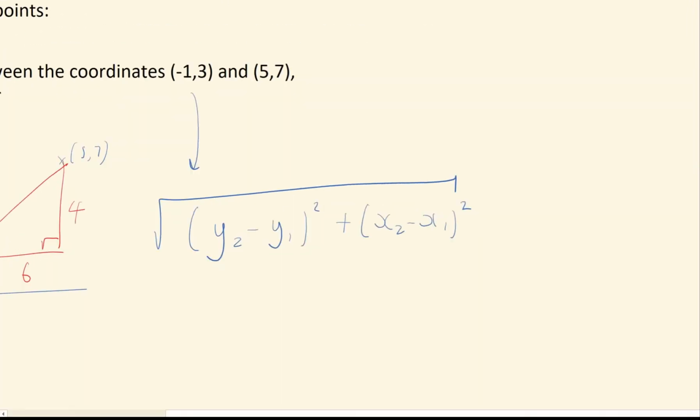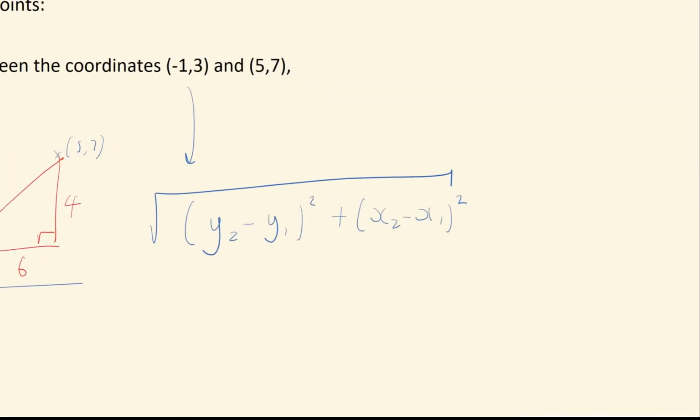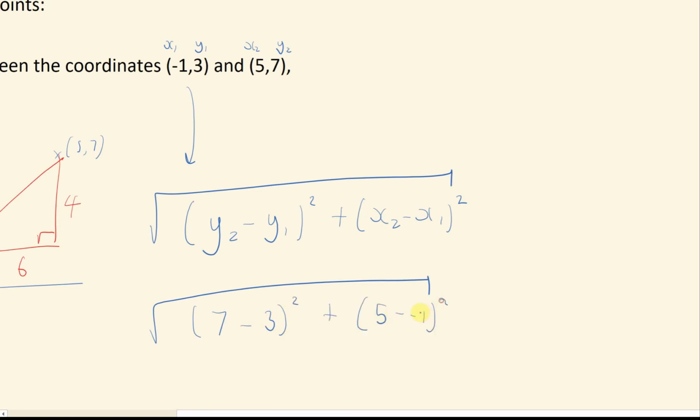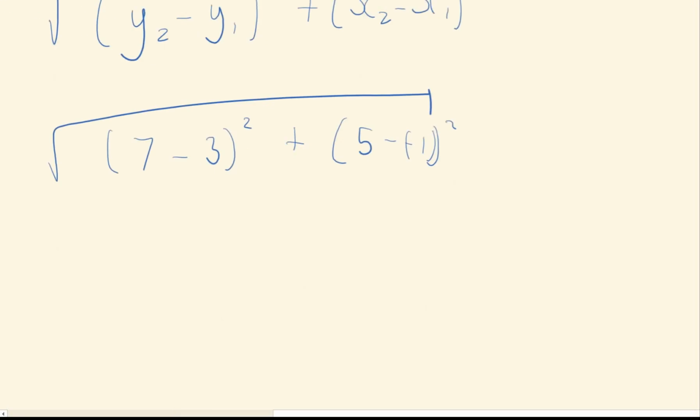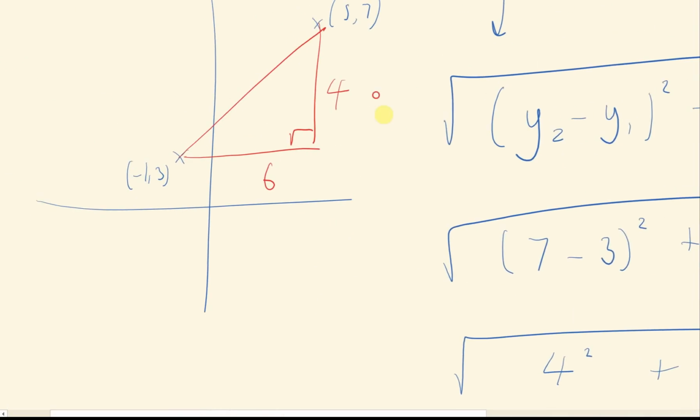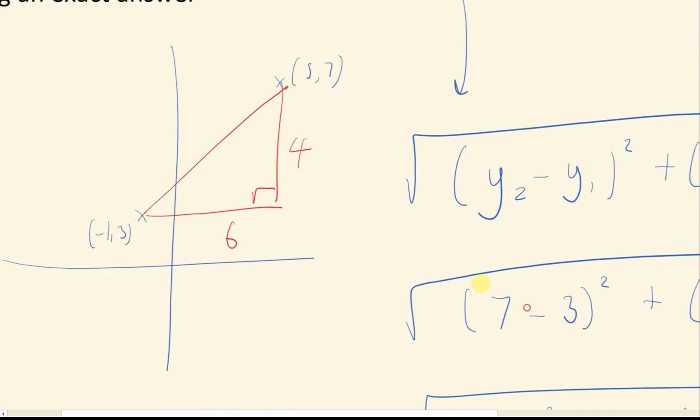Let's finish using this formula. So x1, x2, y1, y2 we saw before. They're just the x and y coordinates from each of those two points. Let's plug it all in. So y2 minus y1, that is 7 take away 3. x2 minus x1 is 5 minus minus 1. Simplifying that, we get 4 squared plus 6 squared. Note, these are the same 4 and 6 we got from here. That is the distance between those two coordinates.